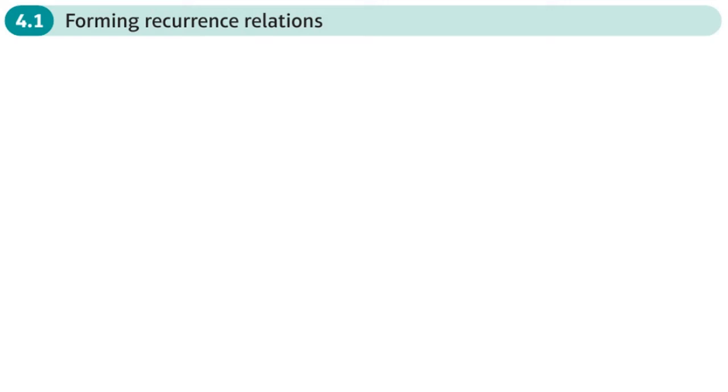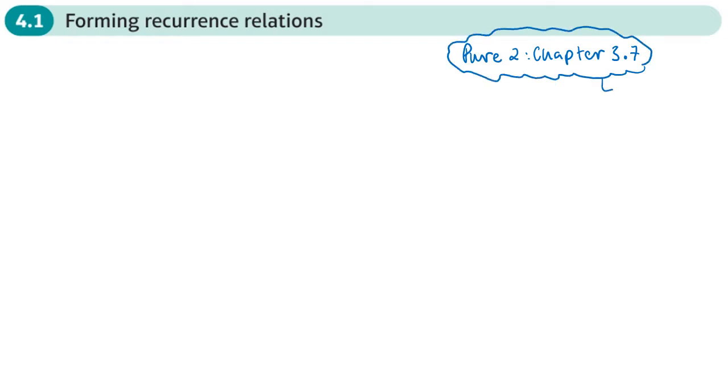This is the first section of chapter 4 on recurrence relations, and this is forming recurrence relations. Now you would have come across this already in Pure 2, and that is in chapter 3, I believe, section 7. So I'll put a link in the description to that, which is also sort of an introduction to recurrence relations. So just a reminder of what a recurrence relation is.